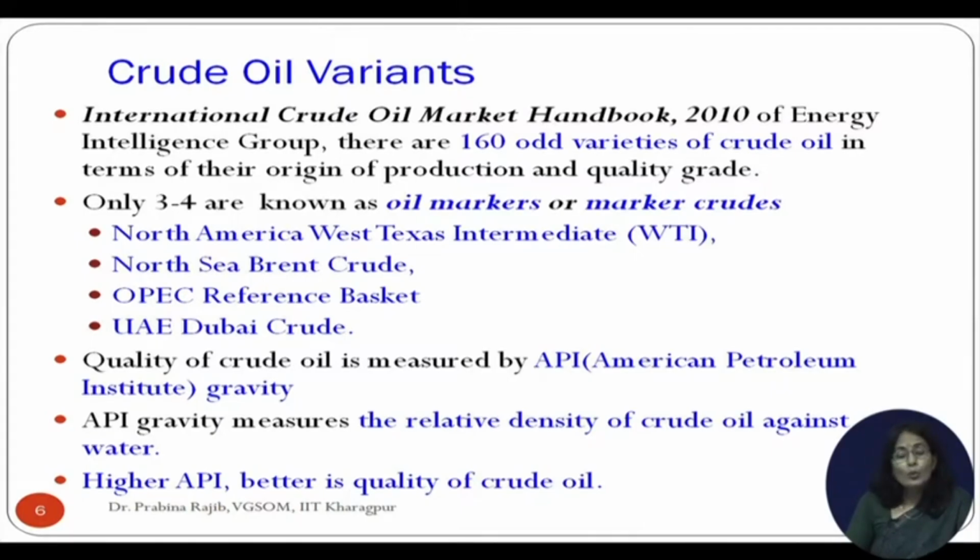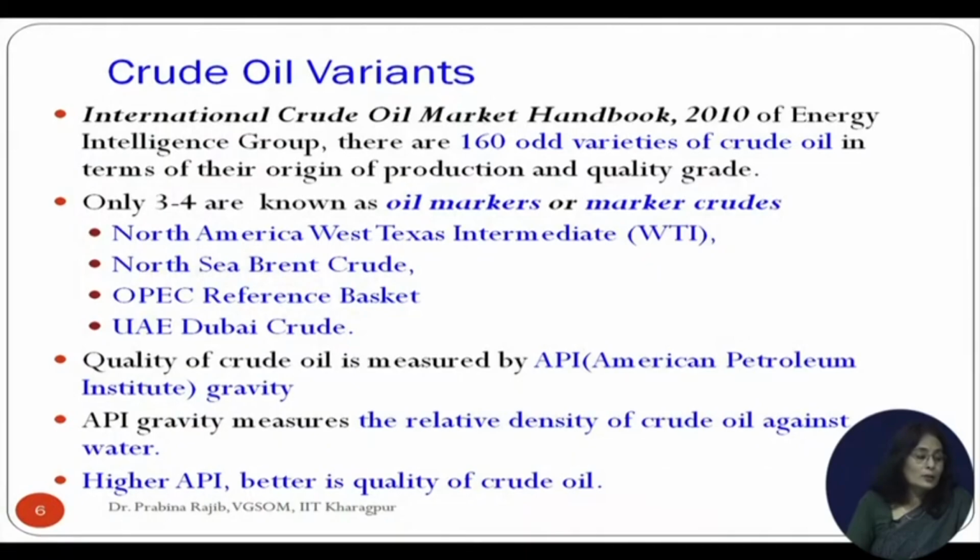We talk about only 3 to 4 varieties, and these are known as oil markers or marker crudes. Many times you may have heard that Brent is quoting at this much, WTI is quoting at this much. Globally, when people talk about crude oil price, they mention the price of one of these marker crudes. So out of 160 varieties, 4 are popularly quoted. Which are these 4? You have North America's West Texas Intermediate, popularly known as WTI crude. You have North Sea Brent crude. You have the OPEC reference basket, and you have UAE Dubai crude.